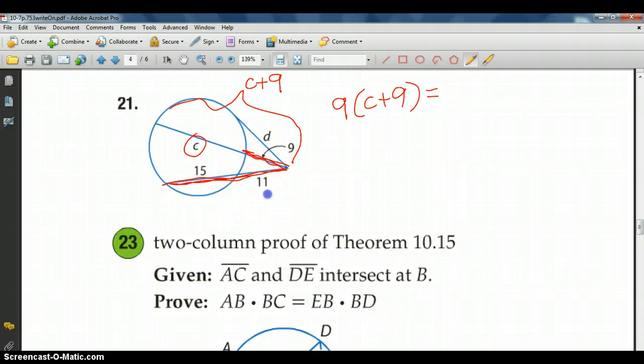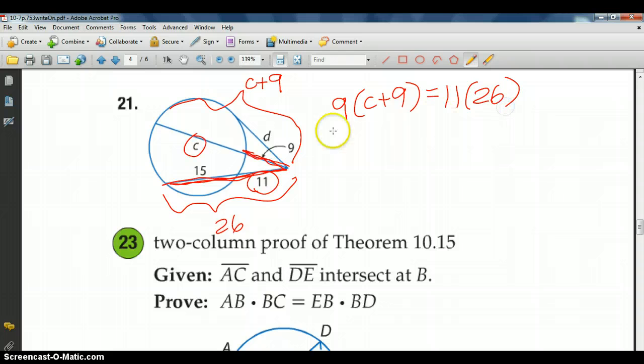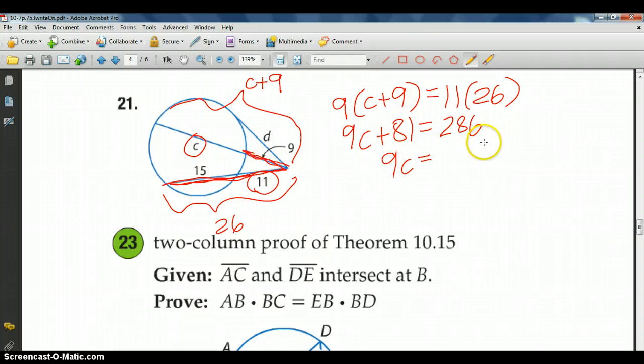So we want to take the outer part, which is 11, times the entire length of this secant, which would be 15 plus 11, or 26. So simplify and distribute, and you get 9c plus 81 is equal to 286. So subtract 81. We have 9c equals 205, and divide both sides by 9. And we get approximately 22.8 for c.